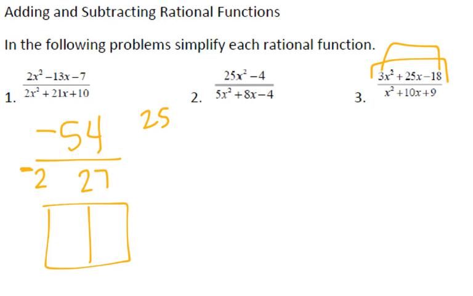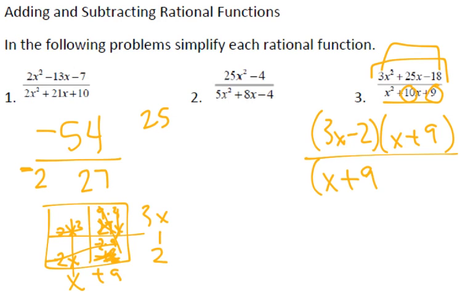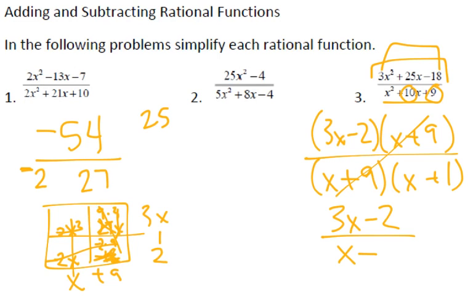So we get negative 18, 27x, negative 2x. So that's negative 2 times 9. And 3x squared, so that's like 9 times 3. So 3x, 3x, positive 9, negative 2, and x. So on the top here we get 3x minus 2 times x plus 9. So we're getting a lot of good factoring practice, aren't we? Then this one, factors of 9 add up to 10, got to be x plus 9 times x plus 1. Those cancel. We're left with 3x minus 2 over x plus 1.